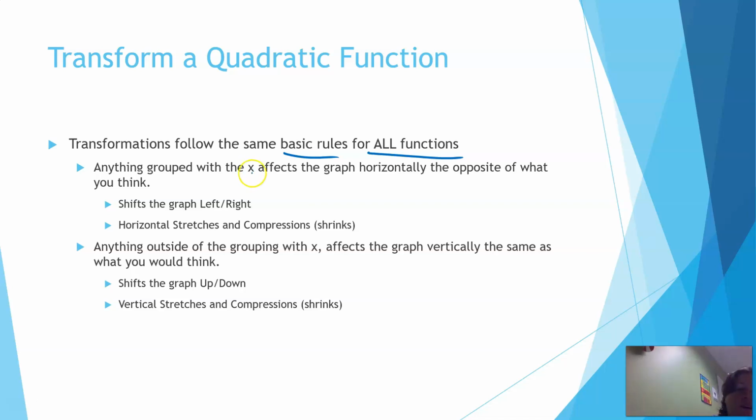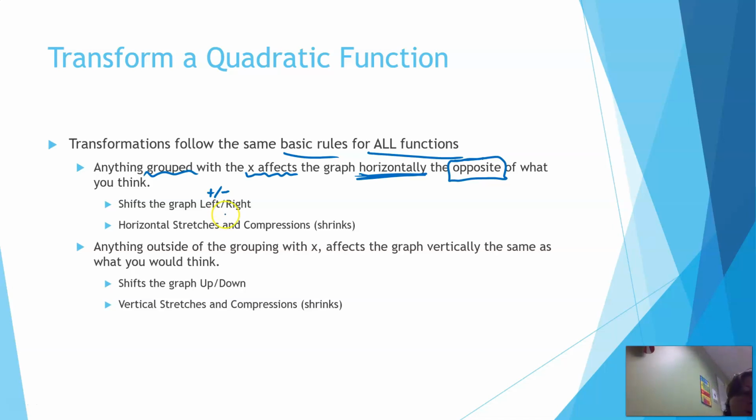And really what you want to focus on is whether something is affecting the x value or the y value. And if it's grouped with the x, it affects the graph horizontally always, because it's on the x-axis. And the other key part is that it's the opposite of what you think. Okay? So if it's addition or subtraction and it's grouped with the x, it's going to move the graph left or right opposite of what you think.